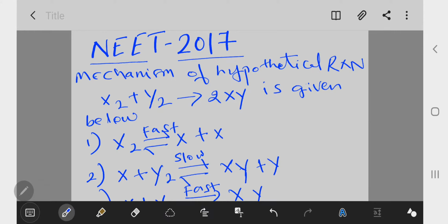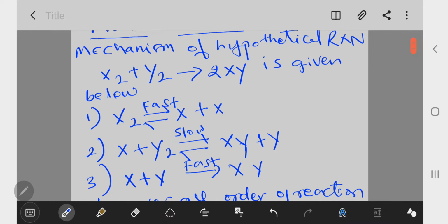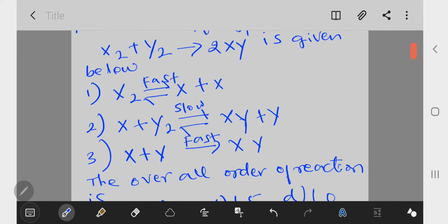Hello everyone. Today we will discuss a neat question which was asked in 2017. The mechanism of this hypothetical reaction, that is X2 combines with Y2 to form 2XY, is given below. This reaction happens in three steps.